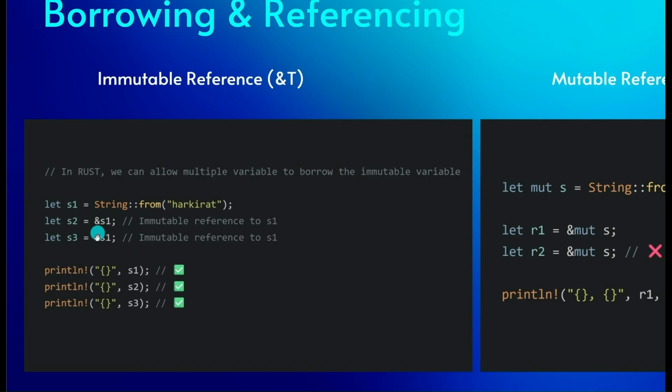Here we have used the ampersand sign. What is the meaning of the ampersand sign here? It means s1 still holds the ownership of Hercules here. s2 and s3 have only borrowed Hercules from it. s1's ownership is still there, Hercules' ownership is still there with s1.